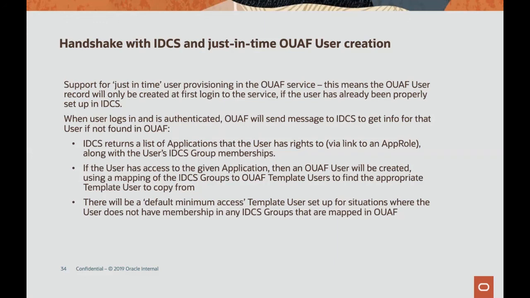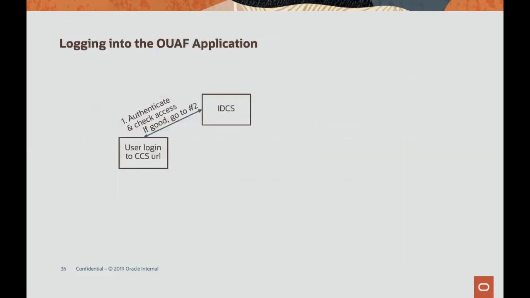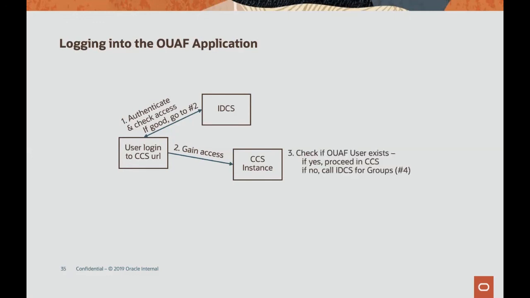So just a quick review of that logic again: the user logs into the CCS or MSCS or WAX environment URL. We authenticate with IDCS. If that's good, then we're given access to the instance. We check to see, is there already a user record inside the application for that user? If so, then we just go ahead and give them access to the environment and give them the rights that have been defined on their user record.